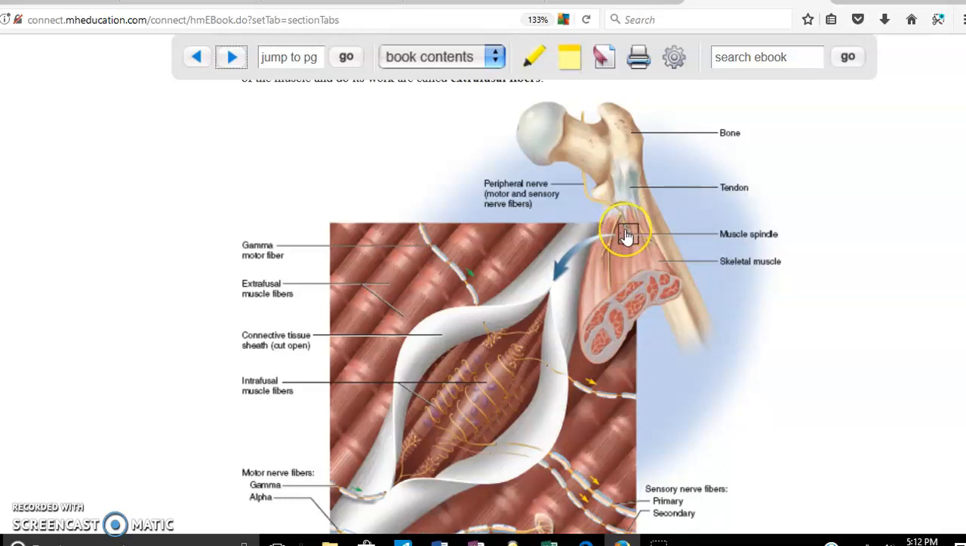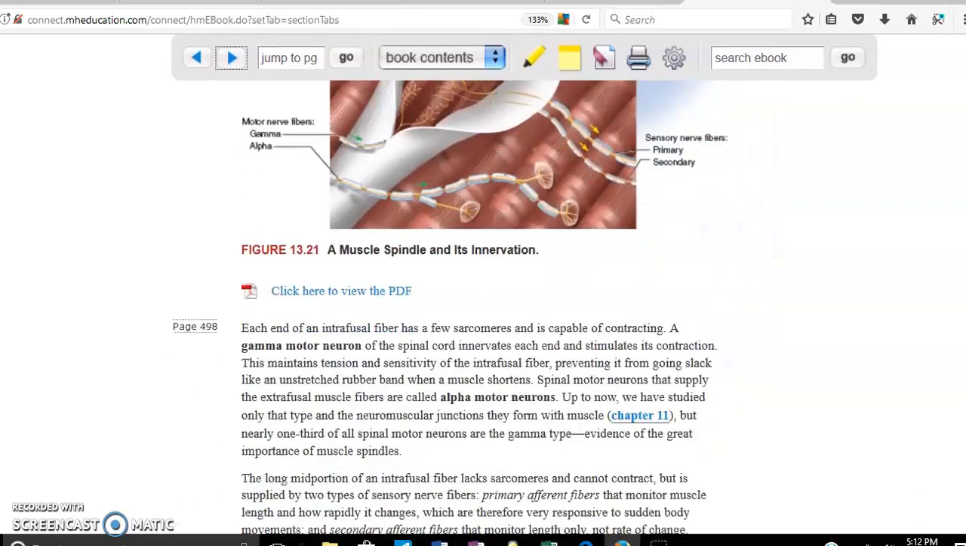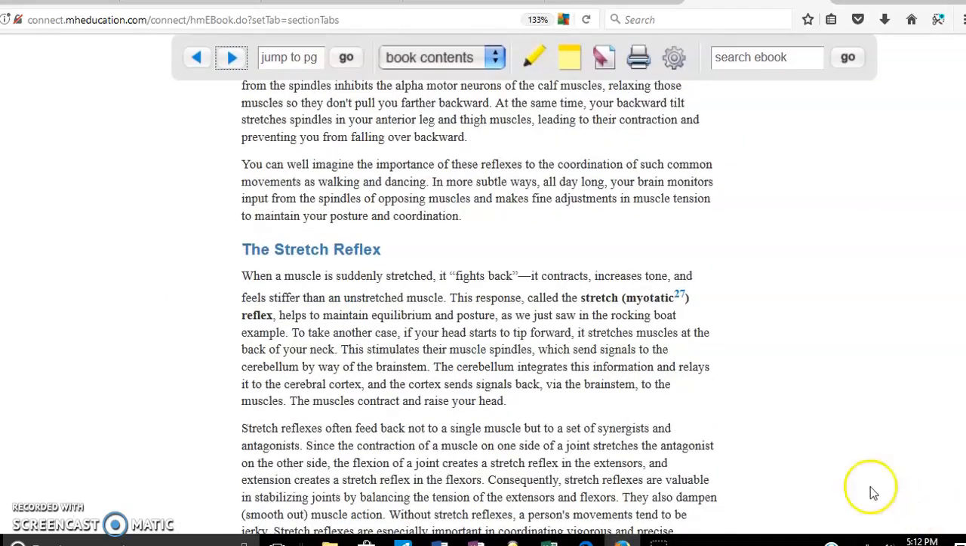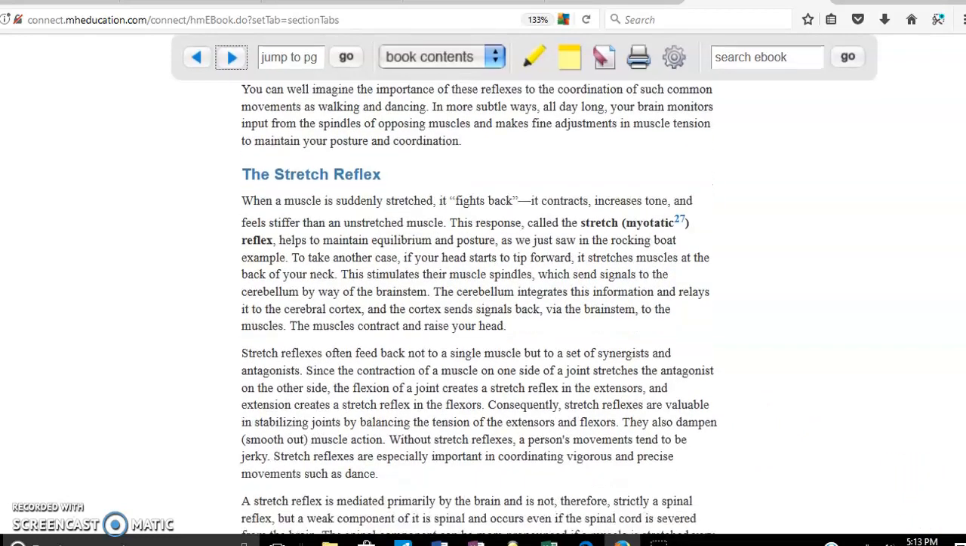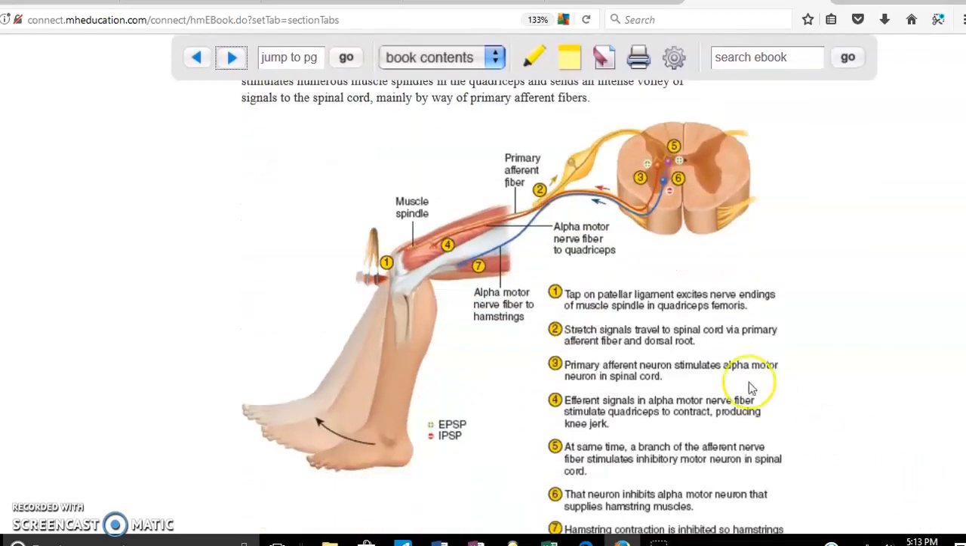So they are specialized muscle fibers, and if you magnify this, you're going to see that they are inside here. This white membrane is called the muscle spindle, and these are the muscle fibers that help you contract. So if we keep scrolling down, we're going to see examples of reflexes. The stretch reflex is the most common one, the one that everybody knows, or everybody has at least seen. So if you scroll down, you have it right here.